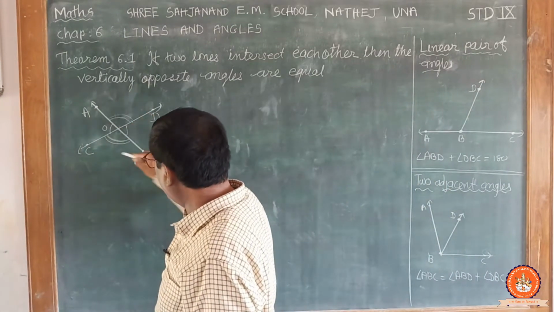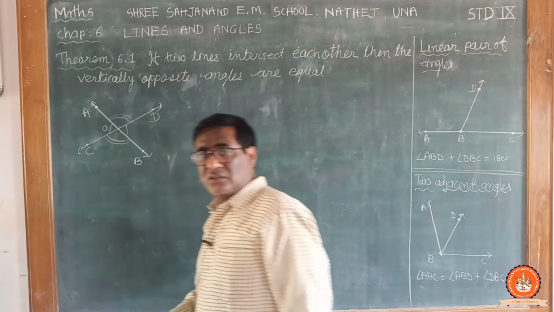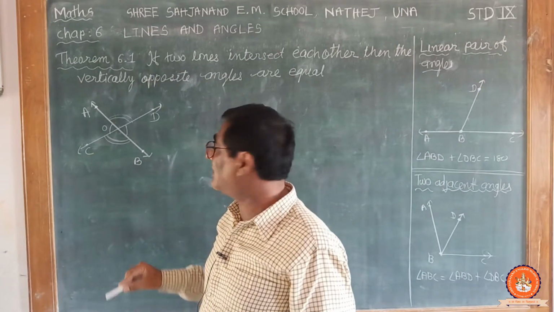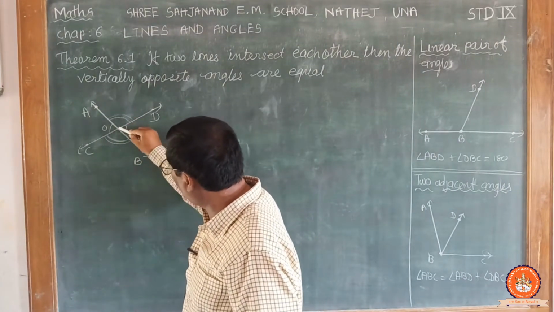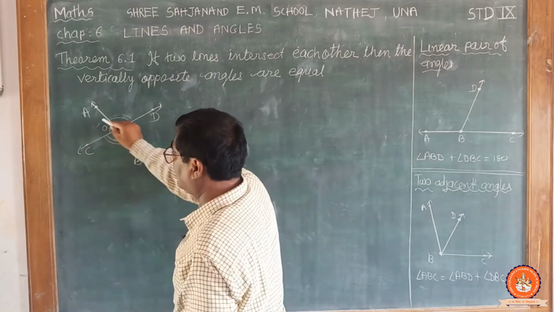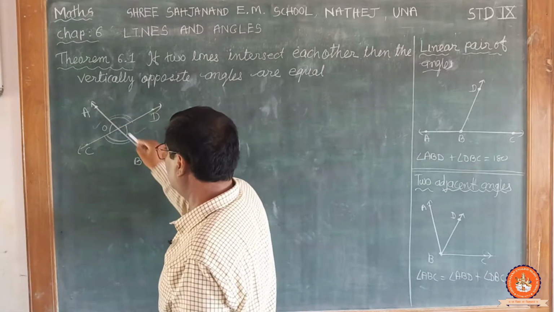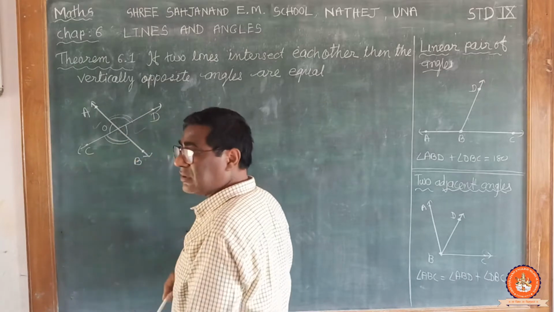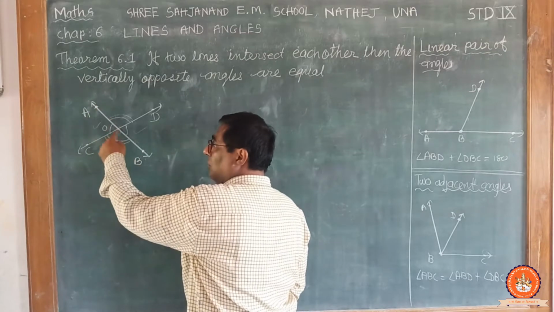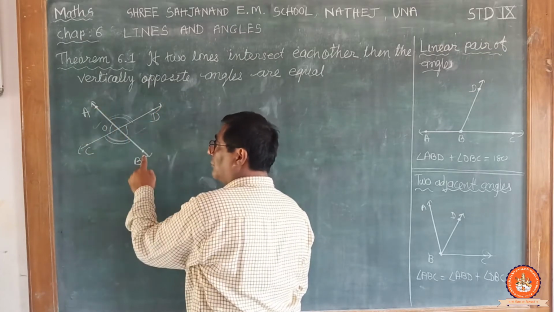Line AB and line CD intersect each other at O. So two pairs of vertically opposite angles are formed. Angle AOC and BOD are one pair, and angle AOD and angle BOC is the other pair. Both angles in both the pairs are equal. So we need to prove that angle AOC is equal to BOD and angle AOD is equal to BOC.